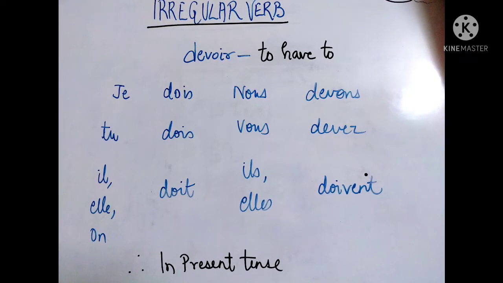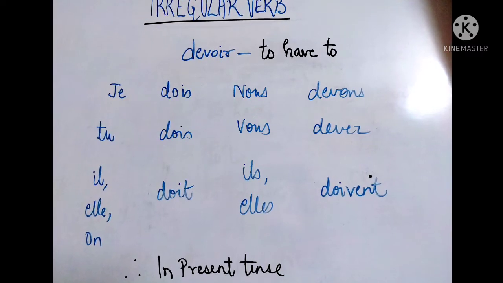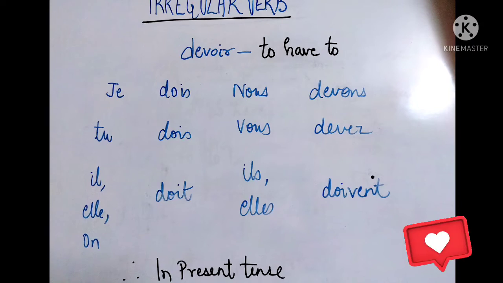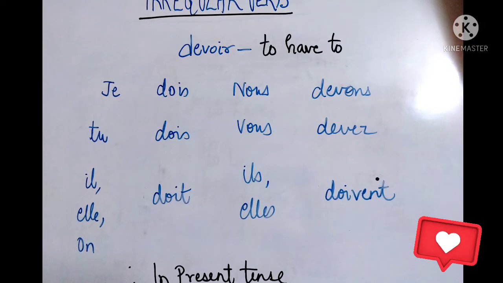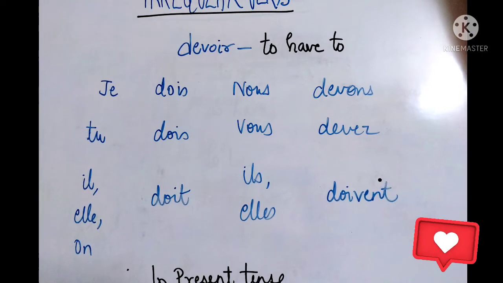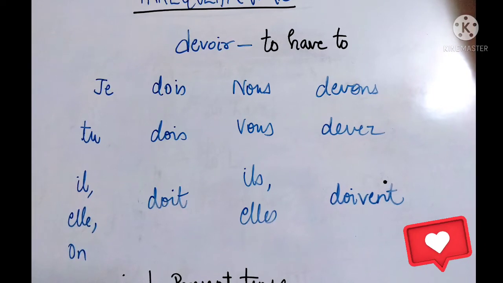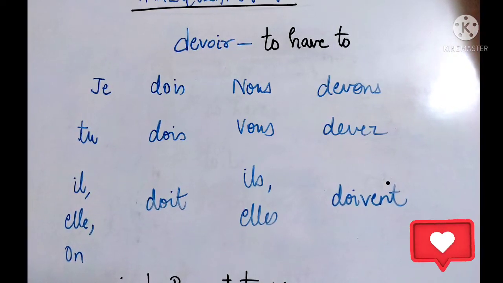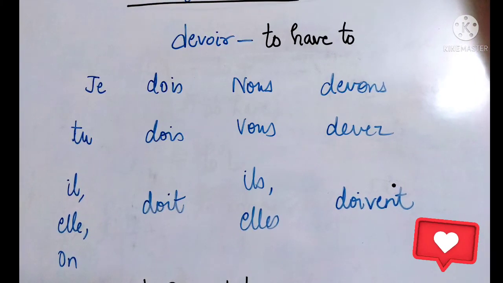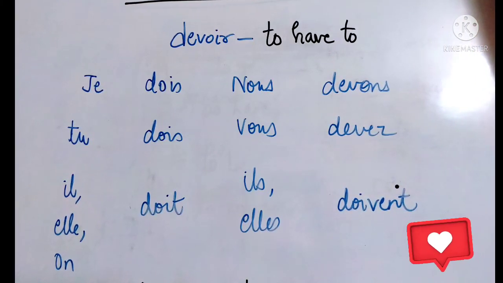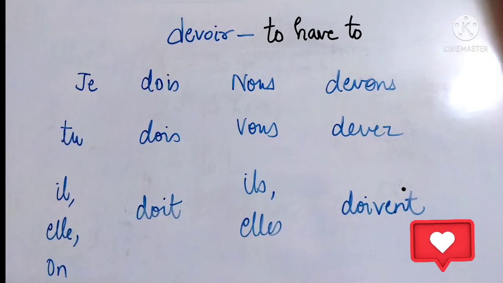Devoir, which means to have to. So the conjugation is also S, S, T, ONS, EZ and ENT. Je dois, tu dois, il doit, nous devons, vous devez, ils doivent.